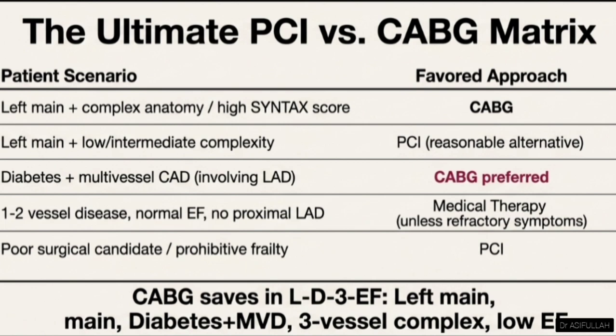So when the patient has left main disease with complex anatomy and a high SYNTAX score, they are a CABG candidate. Left main with intermediate or low complexity, PCI may be a reasonable alternative. Diabetes with multiple vessel involvement, especially LAD, bypass surgery is preferred. One to two vessel disease normally with no proximal LAD involvement gets medical therapy unless refractory symptoms. And consider whether the patient is a surgical candidate, prohibitive frailty, and poor prognosis with anesthesia-related complications.